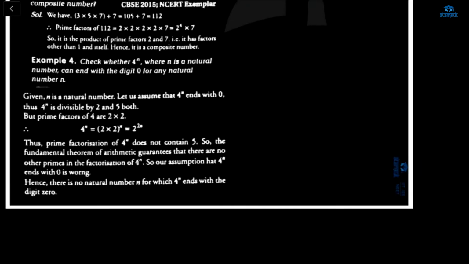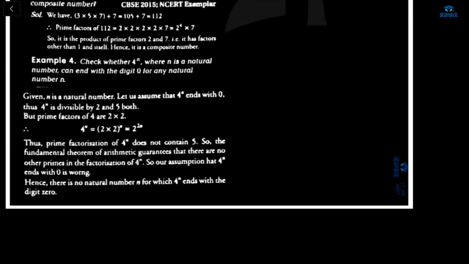Okay, now another example. Check whether 4 to the power n, where n is a natural number, can end with the digit 0 for any natural number n. Now you have to check the number 4 to the power n, and n is a natural number. That means it can be 1, 2, 3, 4, any number, but not a negative number. So you have to check whether 4 to the power n ends with the digit 0 for any natural number.